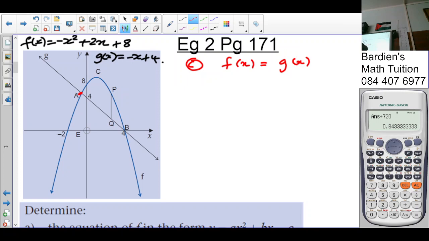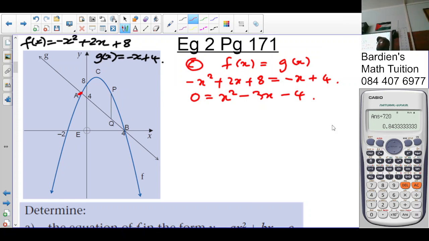What is the f of x equation? Negative x squared plus 2x plus 8 equals g of x, negative x plus 4. Right, so solve for x. 0 is equal to x squared minus 3x minus 4. That's all. Right, solve for x with me.